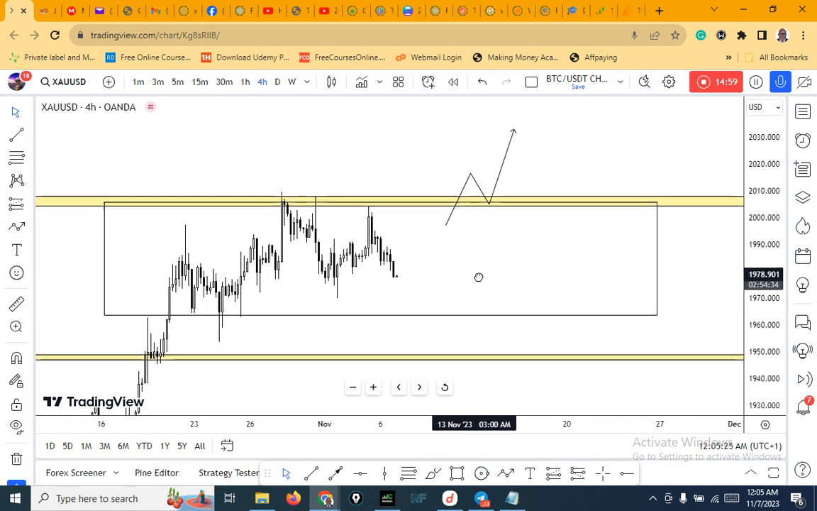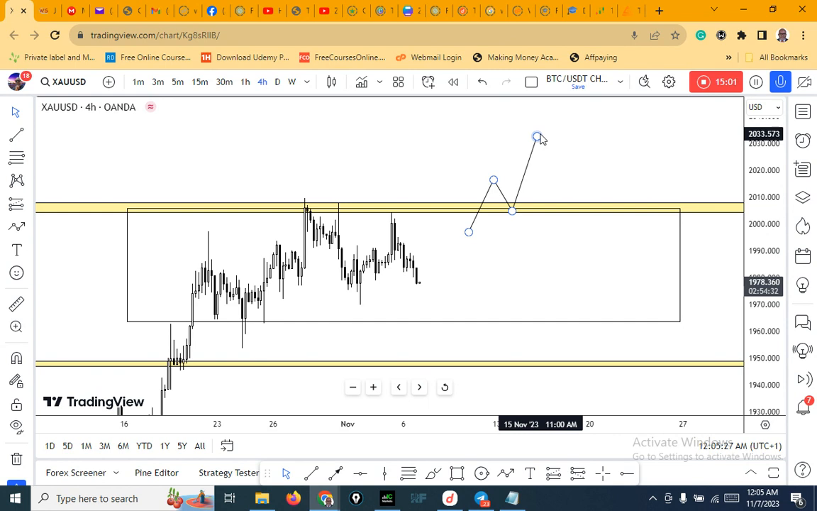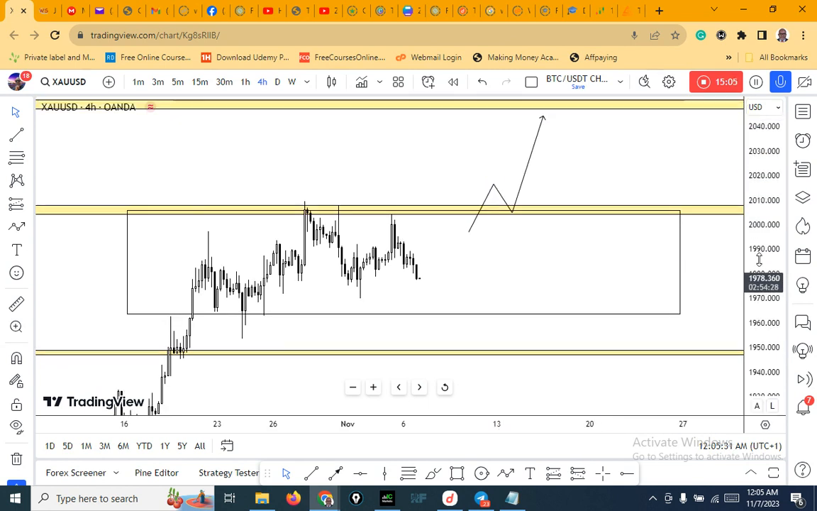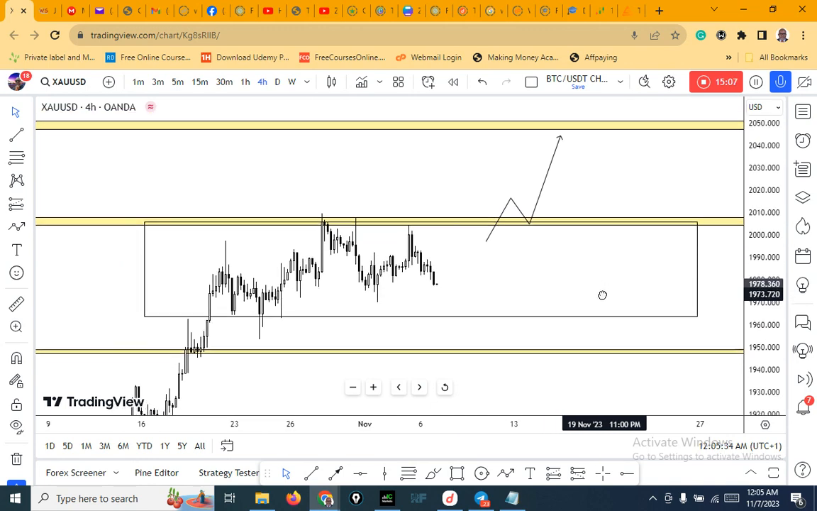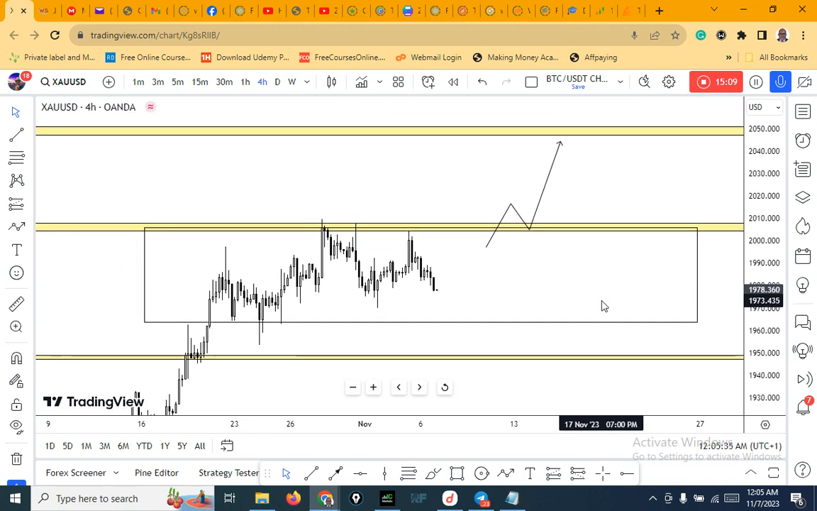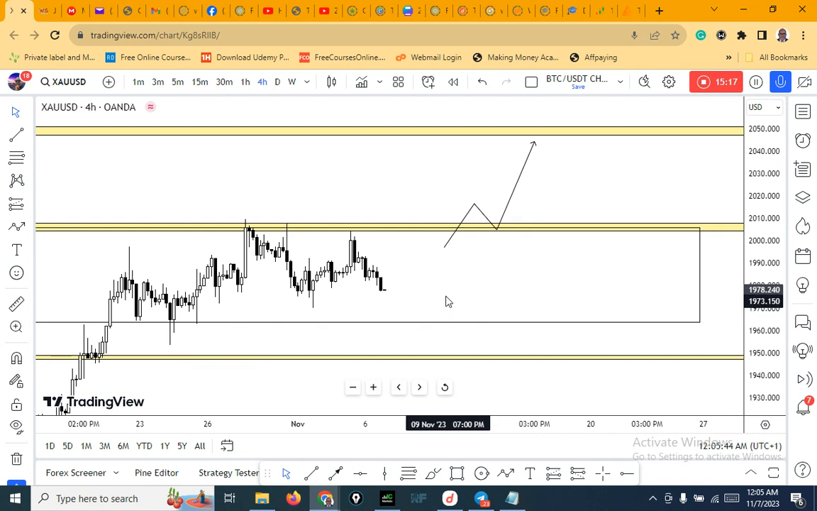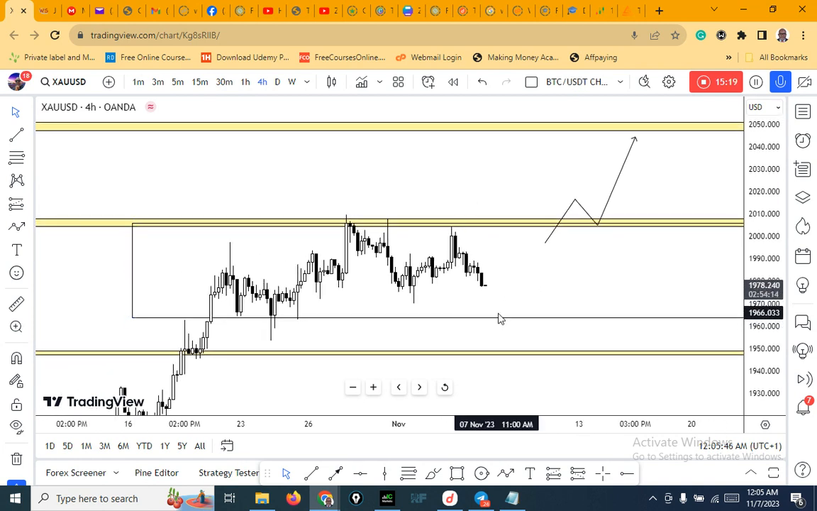All right, I'll wait for a structure like this to happen. I'll trade it to the upside. So guys, I hope you understand all this. I'll ignore this because for me, this is a level of nowhere. This is the destination of nowhere. All right. I could trade it.